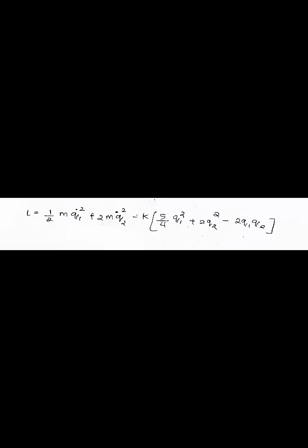Next question is, the Lagrangian of a system is given by L = 1/2 m q1dot^2 + 2m q2dot^2 - k (5/4 q1^2 + 2 q2^2 - 2 q1 q2), where m and k are positive constants. The frequencies of its normal modes are dash. So here L is equal to 1/2 m q1dot^2 + 2m q2dot^2 - k (5/4 q1^2 + 2 q2^2 - 2 q1 q2).